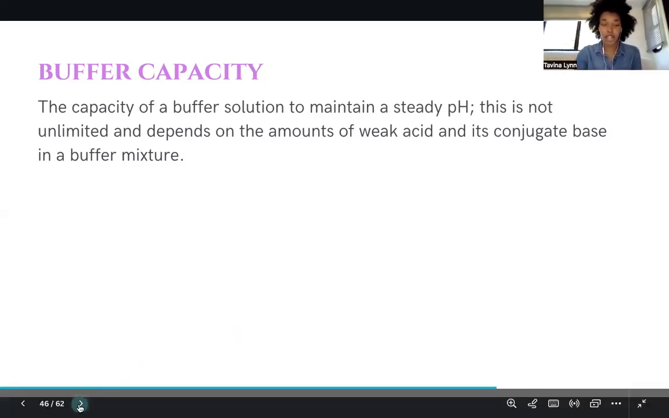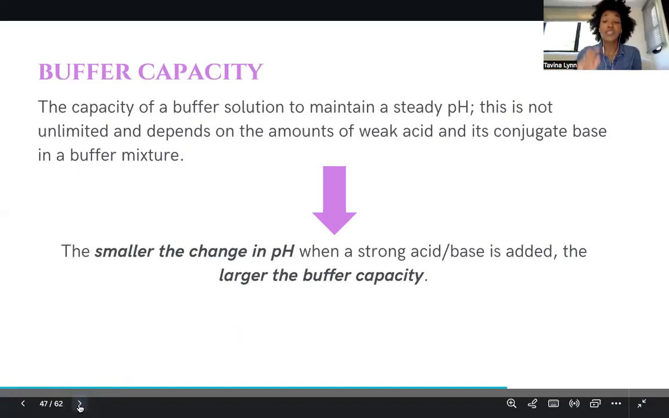So the buffer capacity is basically the way we can measure or quantify the buffer solution's ability to maintain a steady pH, right? The smaller the change in the pH when we add a strong acid or base, that means that the buffer has a larger capacity, right? If we see a big jump in pH when we add a strong acid or strong base, that means that our buffer has a low capacity, right? Or I like to think of it as our buffer has reached its breaking point.